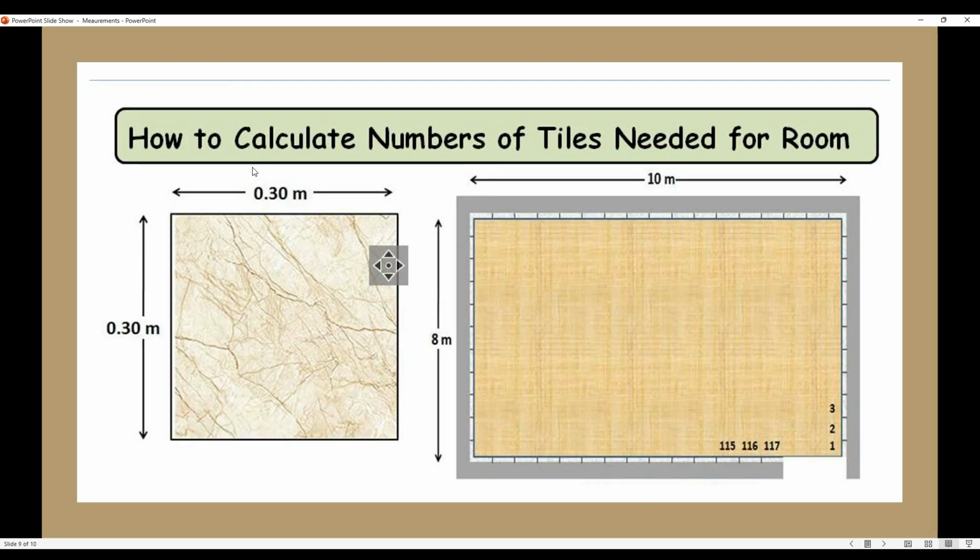Here's another example. How to calculate the numbers of tiles needed for a room 10 by 8. 10 by 8. And we have a tile of 0.30 meter and a length of 0.30 meter. Are we using here the imperial or the metric system? That's correct. That's the metric system. Take your time, talk to your partner or classmates, or take your time to think and calculate how many tiles do we need for this project.